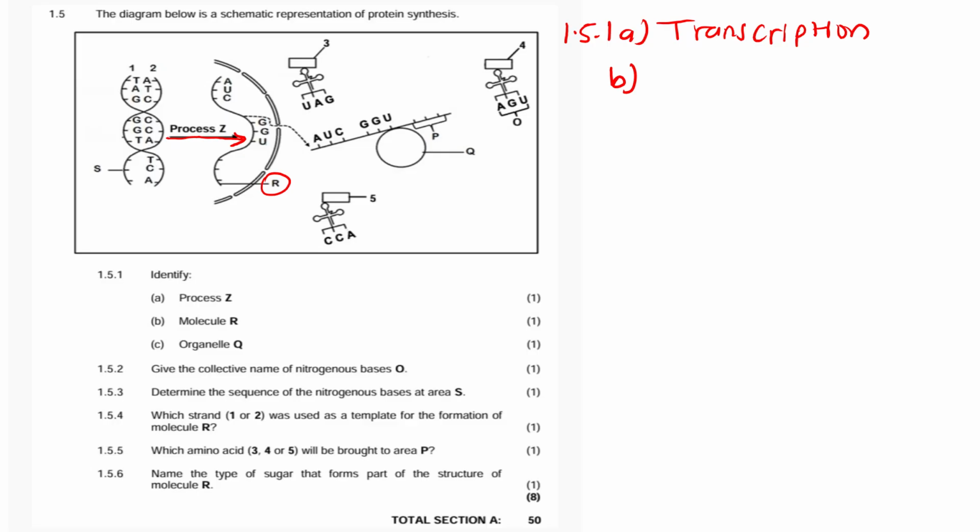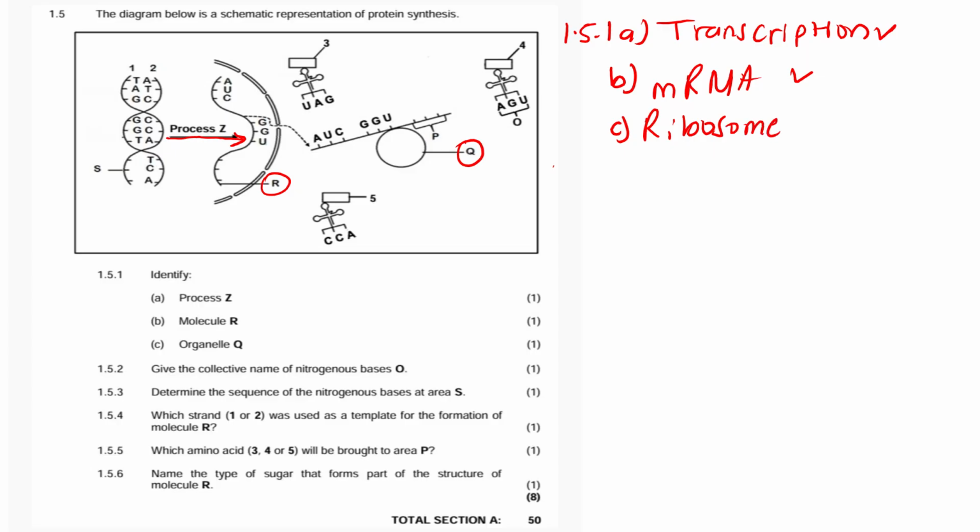B, molecule R. So molecule R is what we called messenger RNA. Good. It is messenger RNA. Therefore, now C, organelle Q. Organelle Q is what we call a ribosome. It is a ribosome.